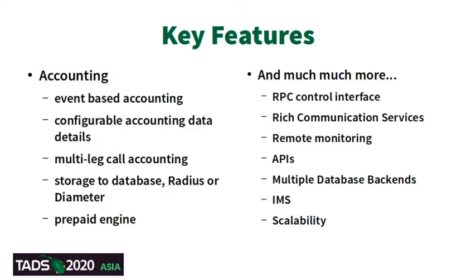For accounting, you can use event-based accounting, extremely configurable, so you can add accounting details. We have multi-leg accounting. Storage can be done to a database, JSON, RADIUS, Diameter. People are sending this information to Kafka if you wanted. We can also integrate with prepaid agents. And there's much, much more, right?